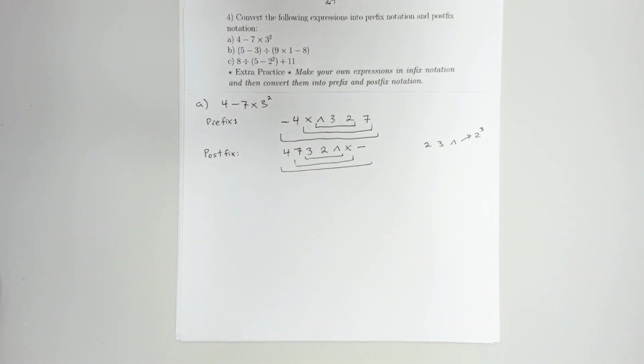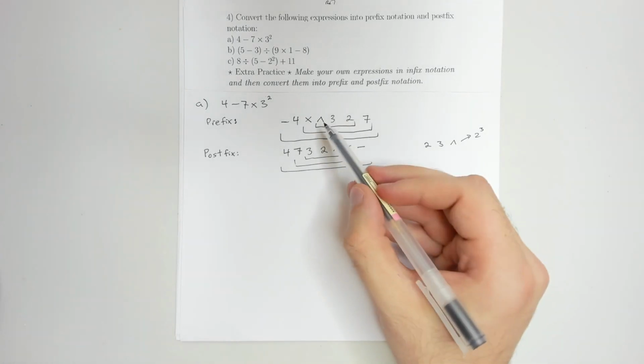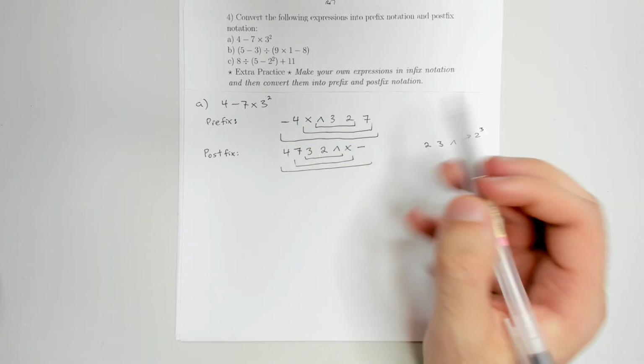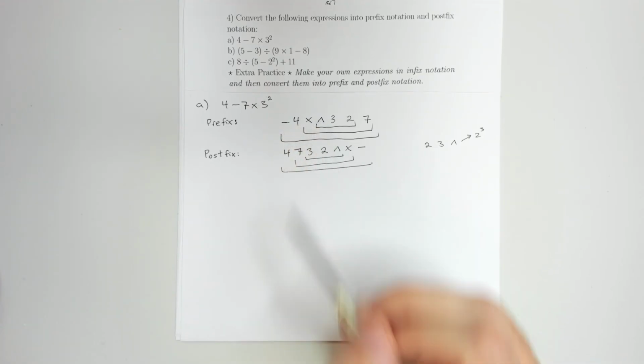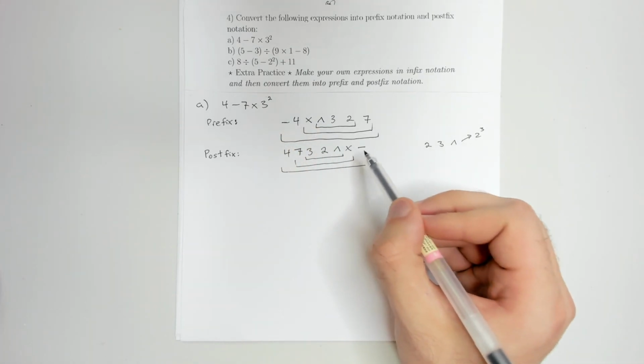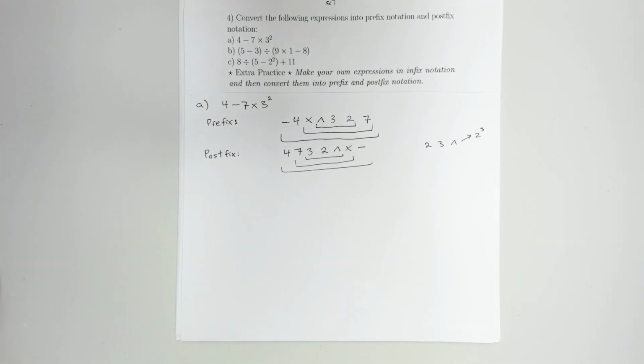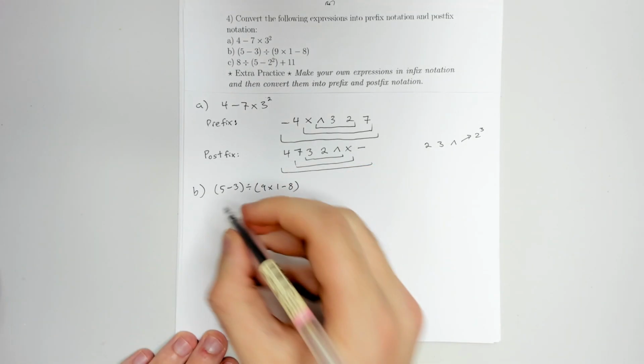There are some things that do get flipped. For example, the order of the operations will be backwards, right? Before we had minus, times, and then exponentiation. Now we have exponentiation, times, and then minus. So that will be backwards when you're converting between the two. All right, let's go into part B.